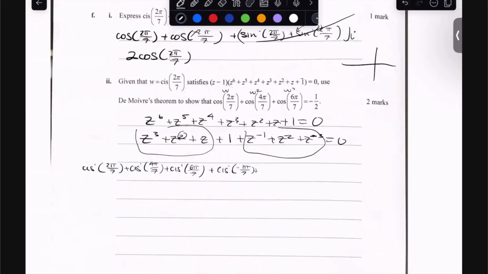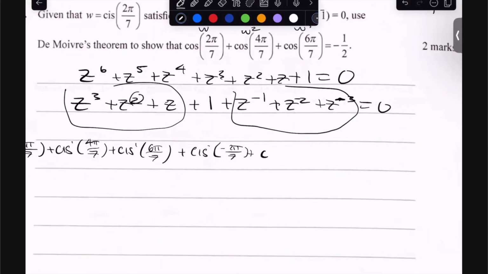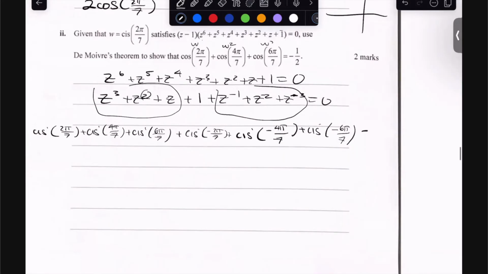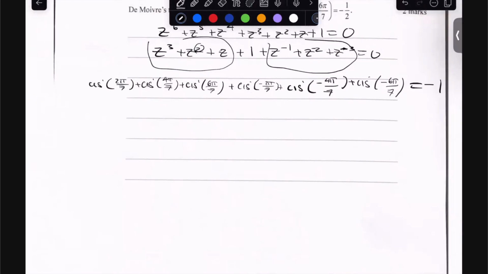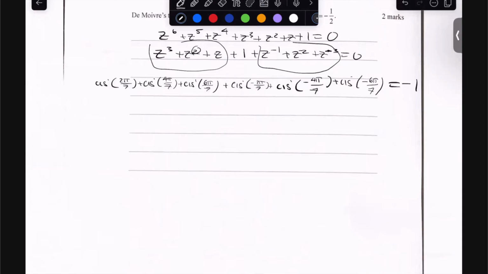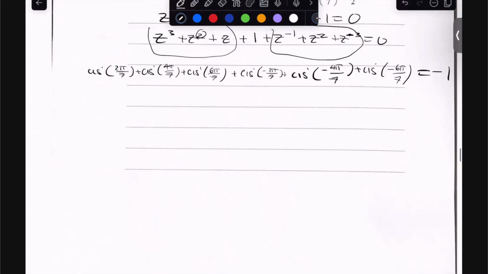What was I up to? Cis negative 2 pi on 7 plus cis negative 4 pi on 7 plus cis negative 6 pi on 7, and then don't forget you've got the plus 1 is equal to 0, or equal to negative 1. Now, if you say the real part, so wait, first of all, this is cis, what is it?